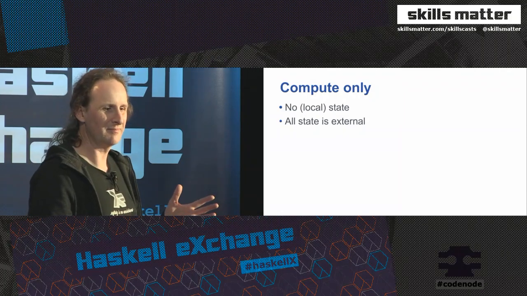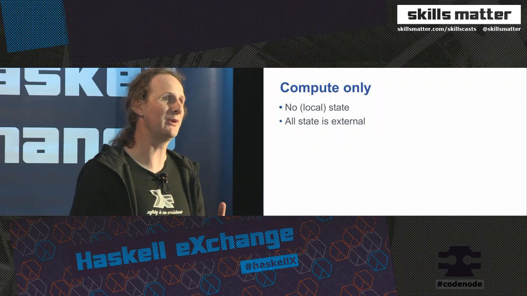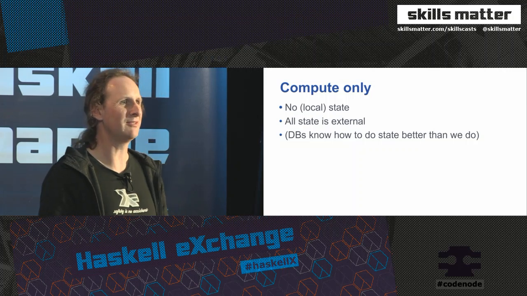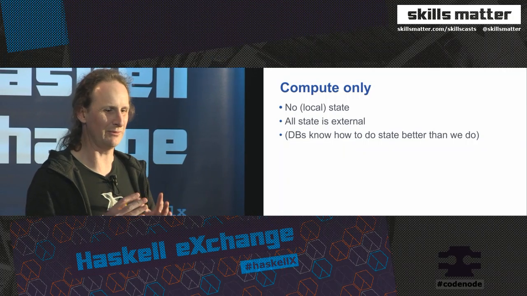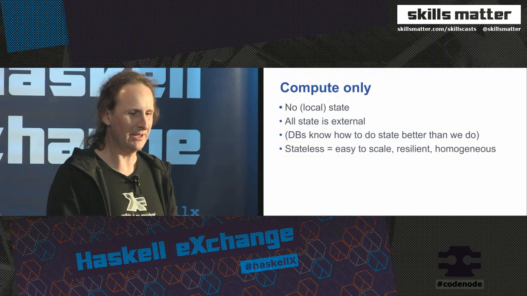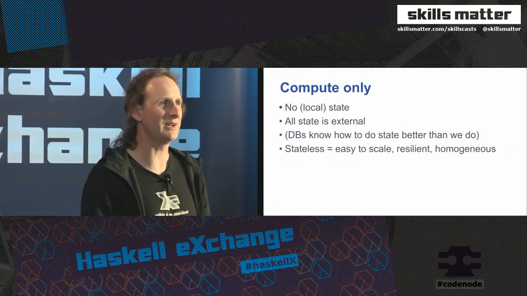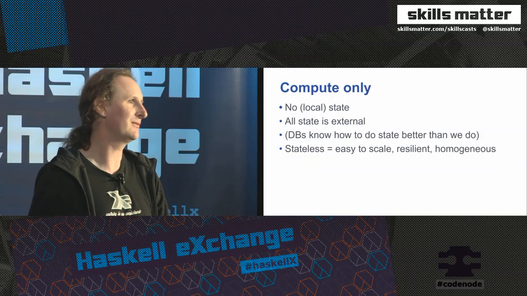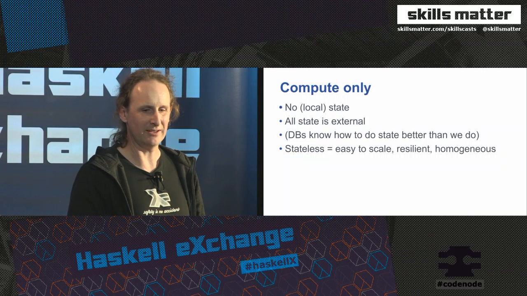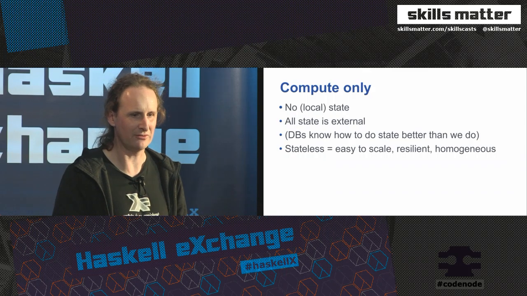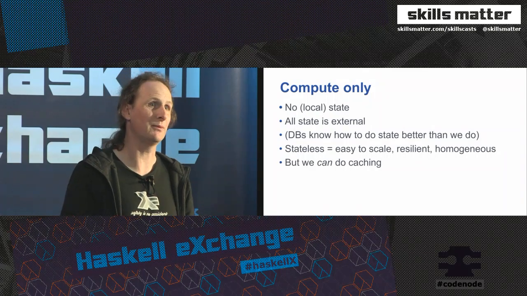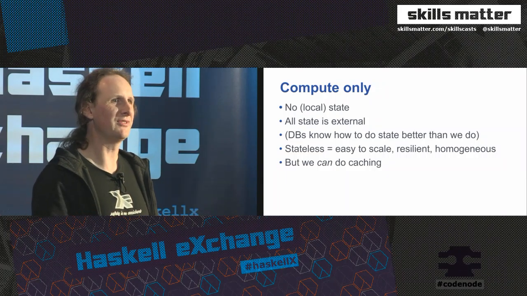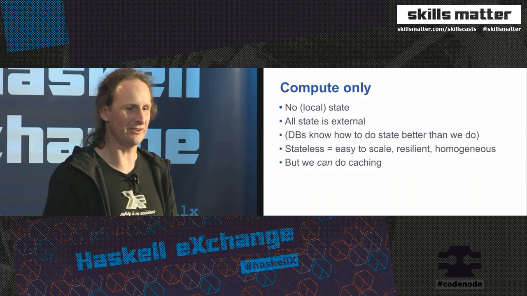So a central principle of Sigma is that it's compute only. We only do compute. We don't have any state at all. And there are several reasons for that. One is that databases know how to do state a lot better than we do, so we should let them do their job. But it means that it's very easy to scale the service. We can just add more machines. They're the same as all the other machines. It's very resilient. If some machines go down, the other machines will handle the load. And it just makes the whole system very easy to manage. But we can do caching, and we definitely do caching to improve the relationship with the other external services that we're using and not put too much load on them.